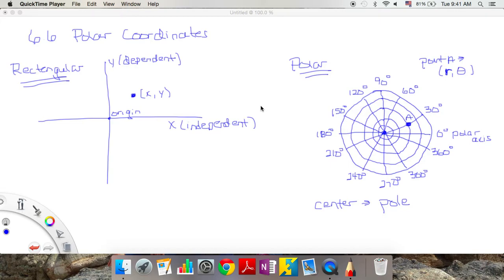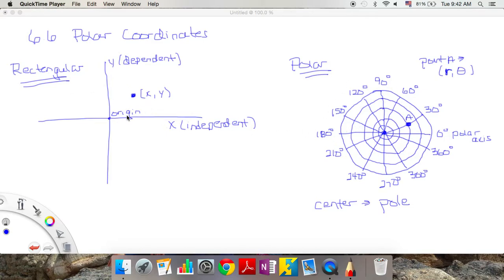Today we're going to talk about section 6.6, which is polar coordinates. Polar coordinates is a different way of graphing things. It's a different way of labeling them, and we're going to talk about how to go between what we know, the rectangular coordinates, and this new polar coordinates.